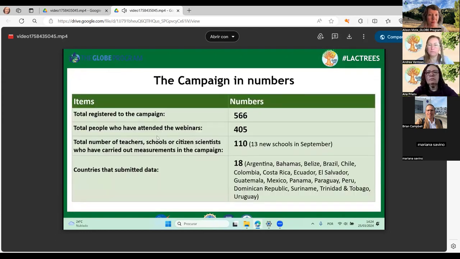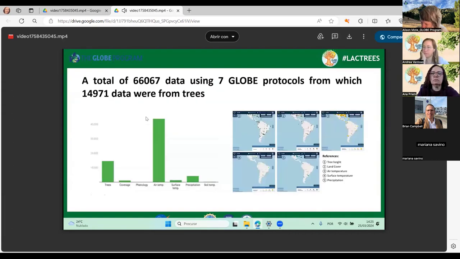The campaign numbers: we had a total of 566 teachers registered in the campaign and some citizen scientists also. A total of 405 people attended the webinars. We had 110 teachers and schools who carried out new measurements during the campaign. Among this group of schools, we have 13 new schools for GLOBE in September. And also we have data from 18 countries.